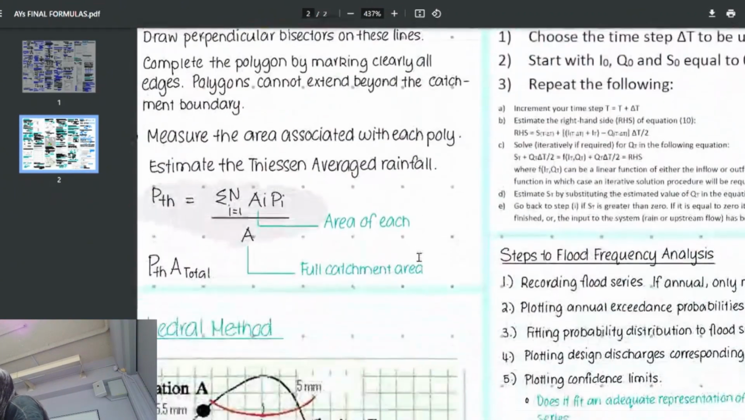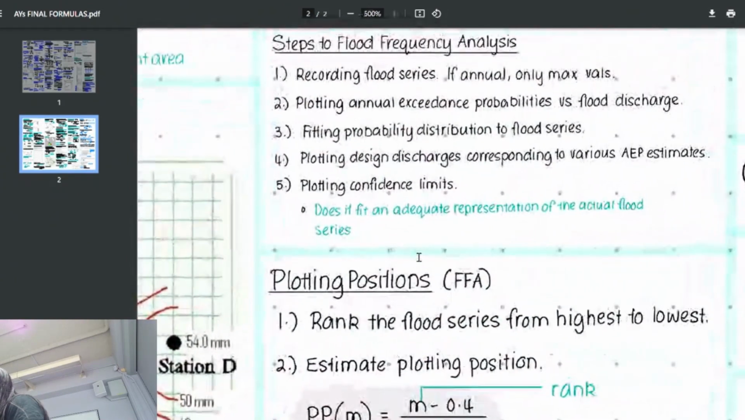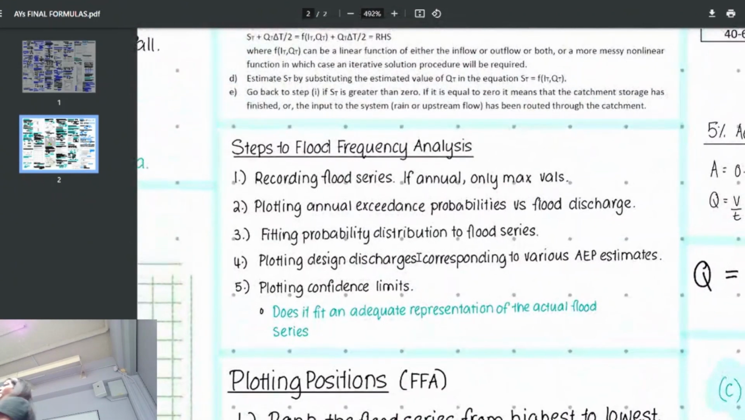Another thing that you guys will do is flood frequency analysis. So you can have a quick read of these steps here. There are a couple of methods for flood frequency analysis that you will go into in a bit of detail. They're relevant for, I believe, assignment 2, which happens around week 8.